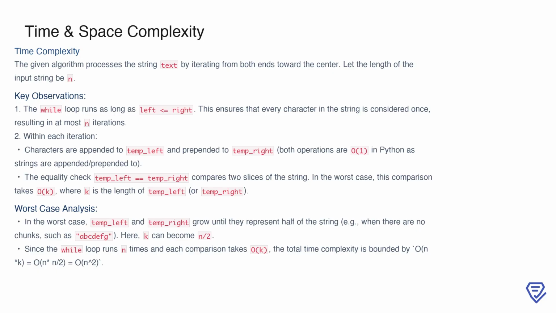Second, the algorithm checks if temp_left is equal to temp_right. This equality check involves comparing slices of the string, and in the worst case, the length of these slices can grow to k, where k is the current size of temp_left or temp_right. If no chunks are found, k can grow to half the string length, or n/2. Combining these, the loop runs n times, and each comparison in the worst case takes O(k), leading to a total time complexity of O(n*k), or O(n*n/2), which simplifies to O(n squared).